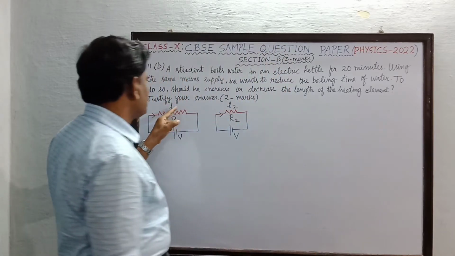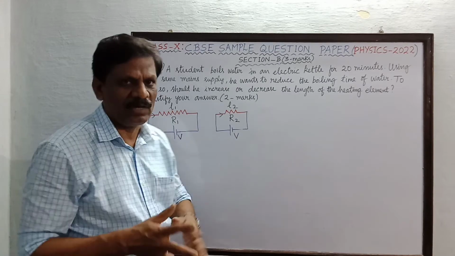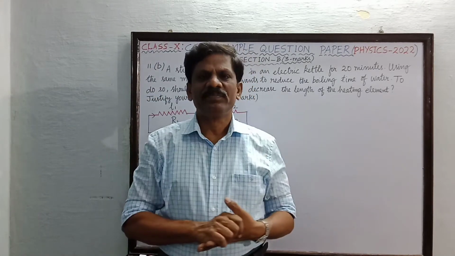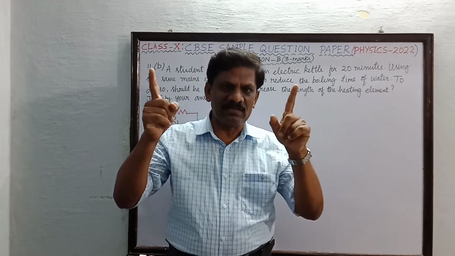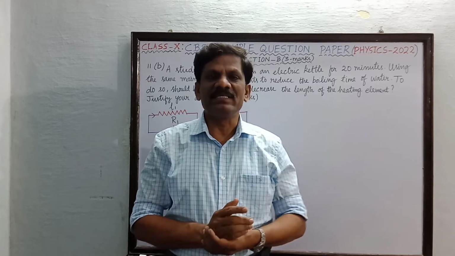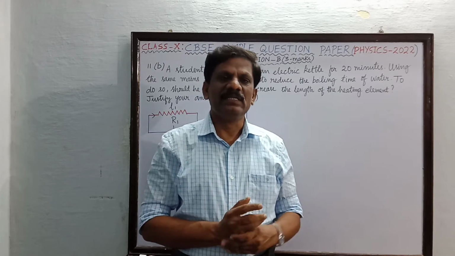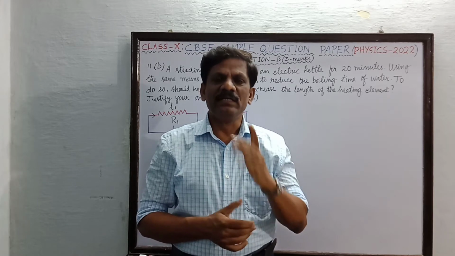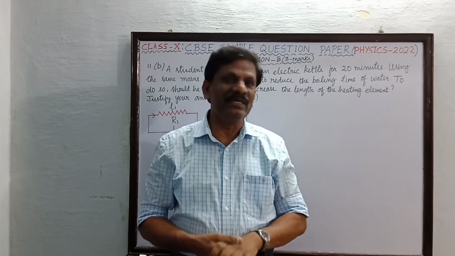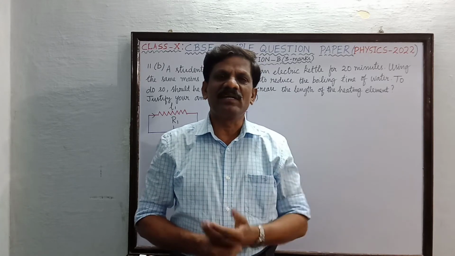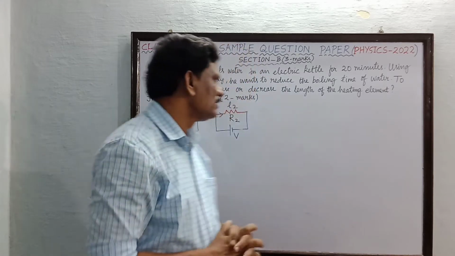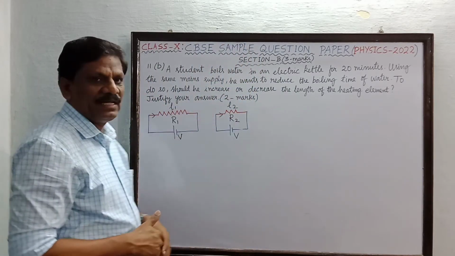So initially I will take the length of the heating element as L1. He applies some voltage across the heating coil, and the current flows for a time T1. In the second case, the current flows only for a shorter period T2. To produce the same heat, the resistance of the coil should be different. That is the idea to be used here. Okay, students? So justify your answer.